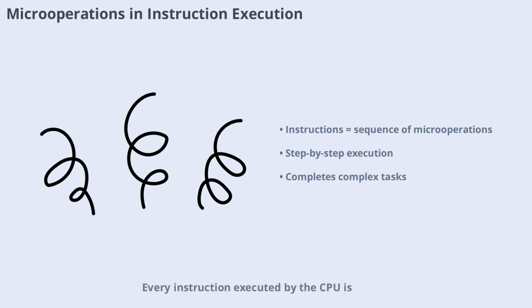Every instruction executed by the CPU is broken down into a series of microoperations. For example, a simple addition instruction might involve fetching data, transferring it to the ALU, performing the addition, and storing the result. Each of these steps is a microoperation, and together they complete the instruction.